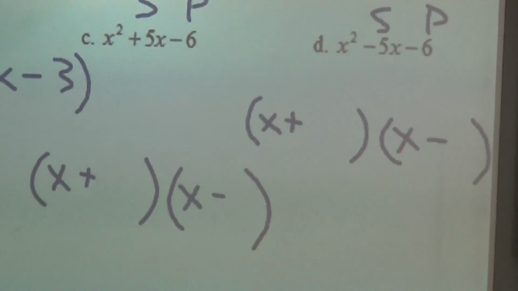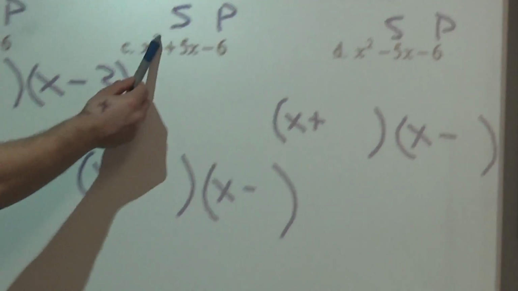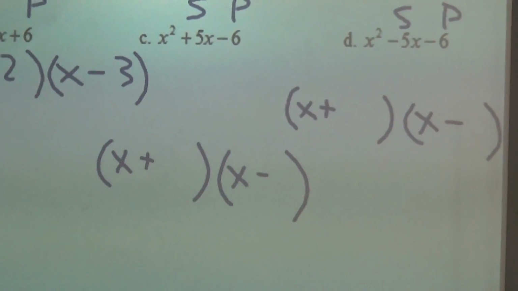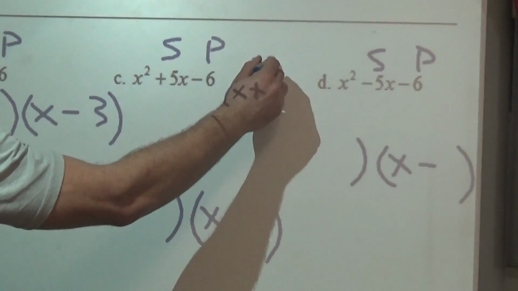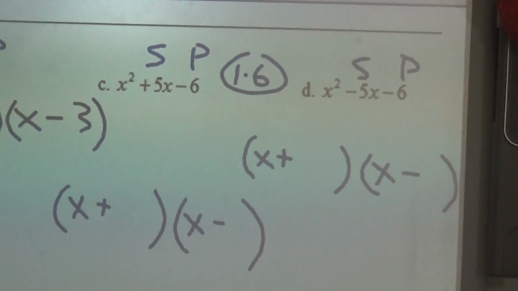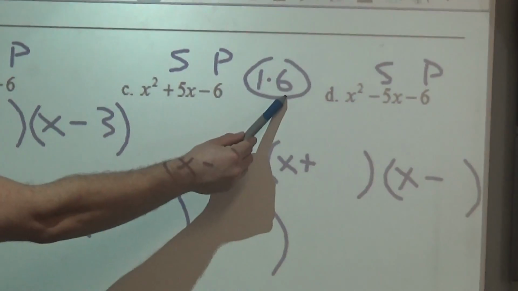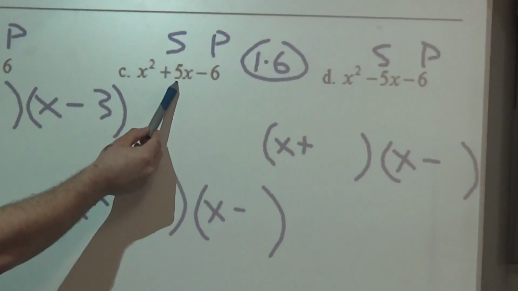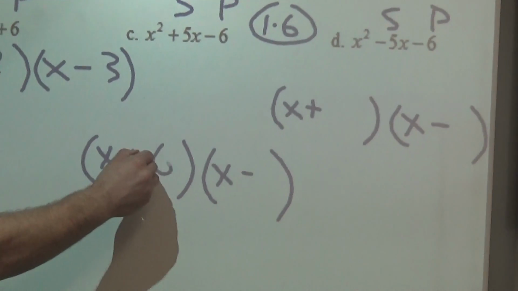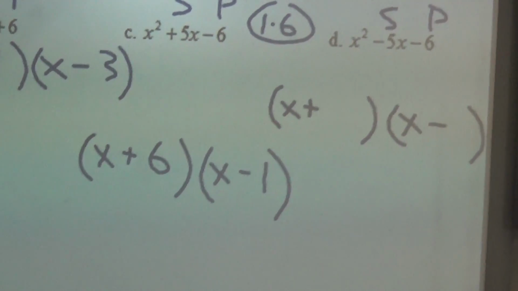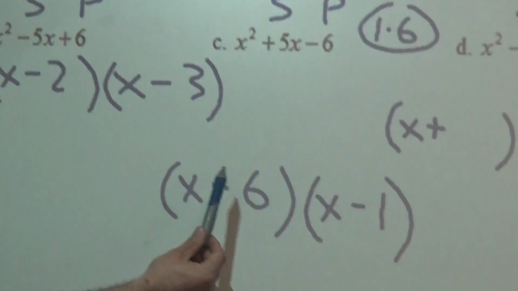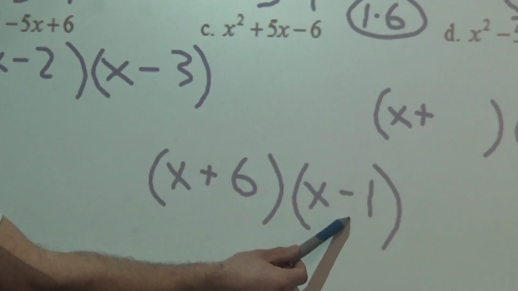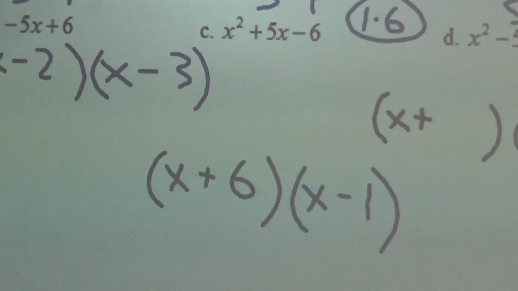So we now then have to figure out, well, how do I get this to add up to positive 5? So it's going to have to be, for both of these, the 1 times 6 factors. The bigger number is going to take the middle sign. So it's going to be plus 6 minus 1. 6 times negative 1 is negative 6, and 6 plus negative 1 is positive 5.